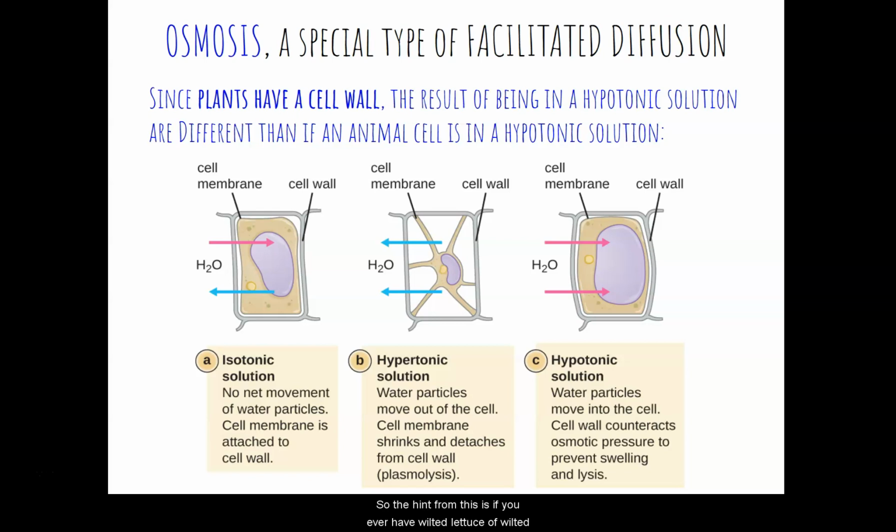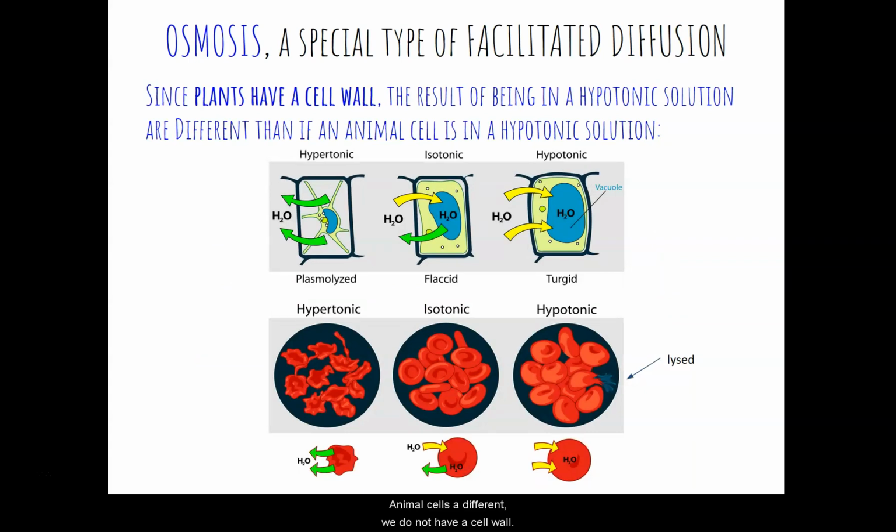So the hint from this is, if you ever have wilted lettuce or wilted plants that you want to eat, if you put them into ice cold water and you let them sit for a while, they will regain their crispness. But animal cells are different.